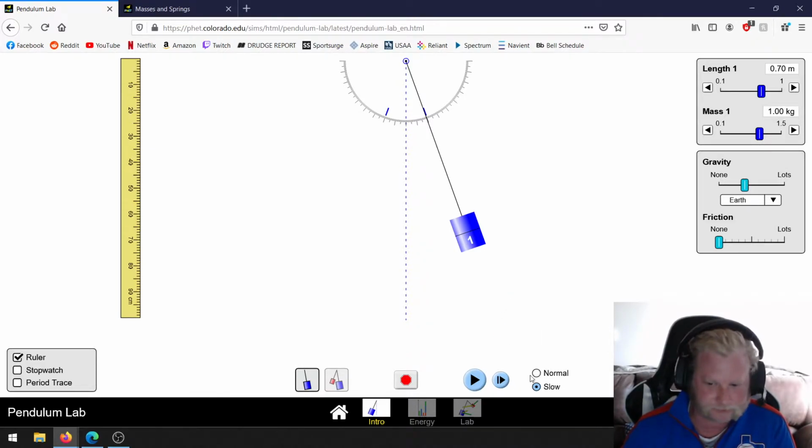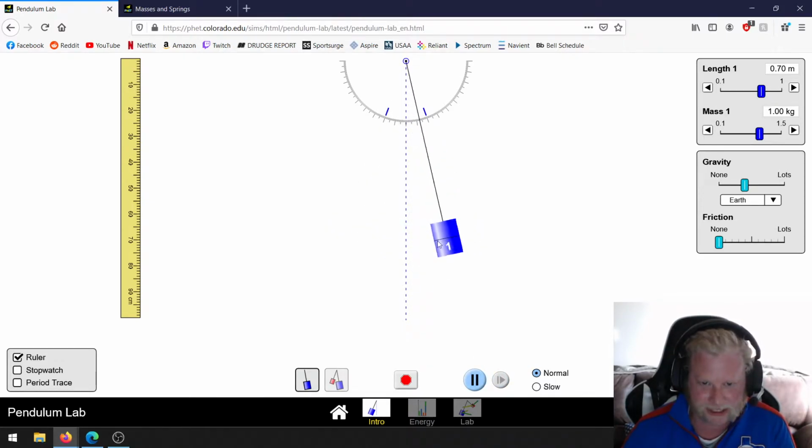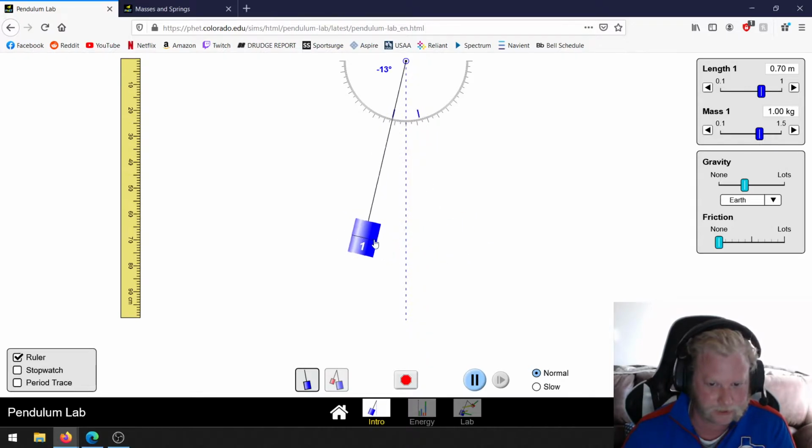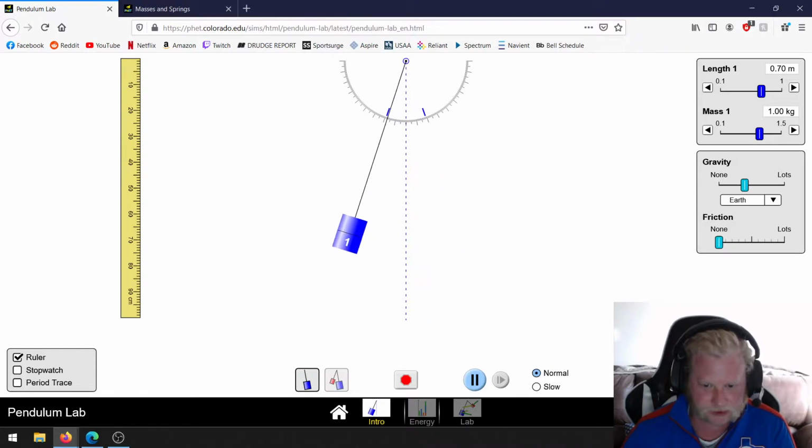Whereas your frequency is how many times per second it completes that back and forth motion. So if it completes a motion from here to here to here, so let's go one. Sorry, stop, stop. All right, so we release it.